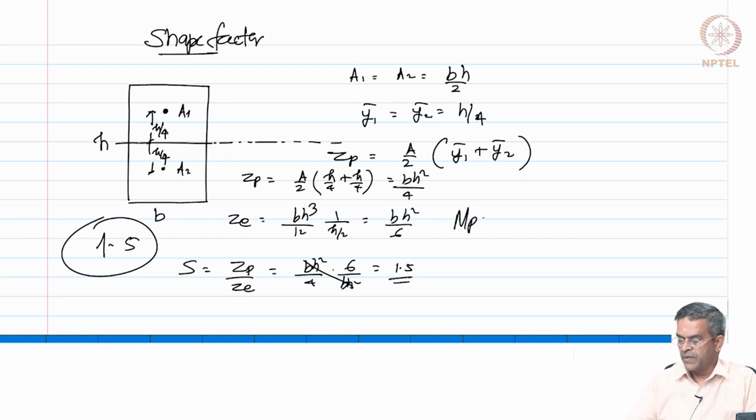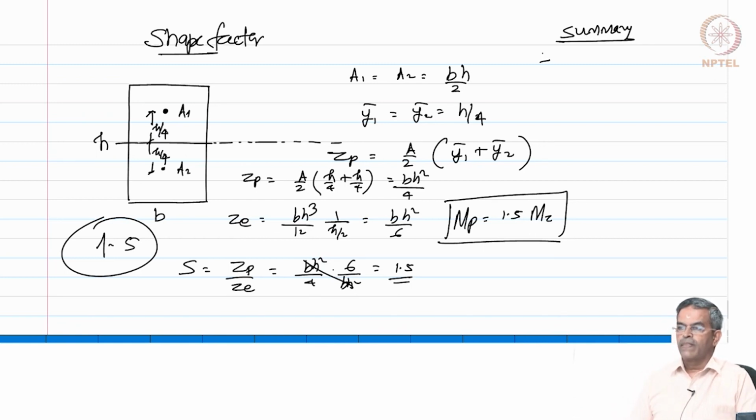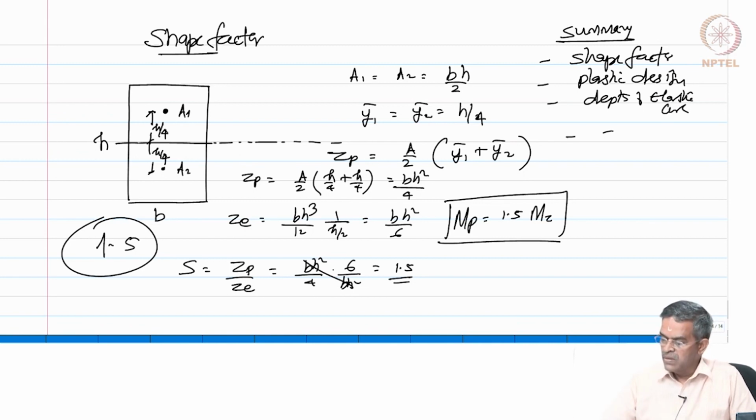So, the plastic capacity of rectangular section is 50% more than elastic capacity of the same section. So, friends, in this lecture we discussed the importance of shape factor, the important philosophy of plastic design. We also learned how to find out the depth of elastic core, and we understood how to arrive at the shape factor for different geometry, isn't it?